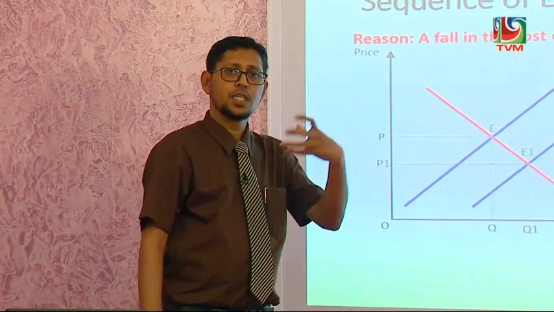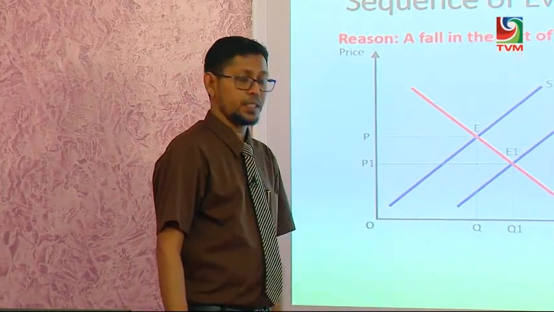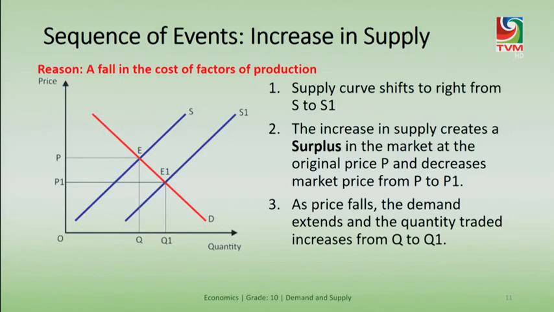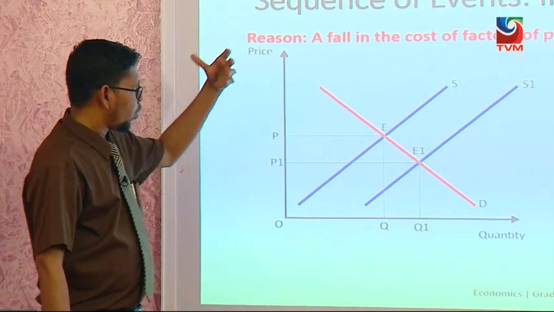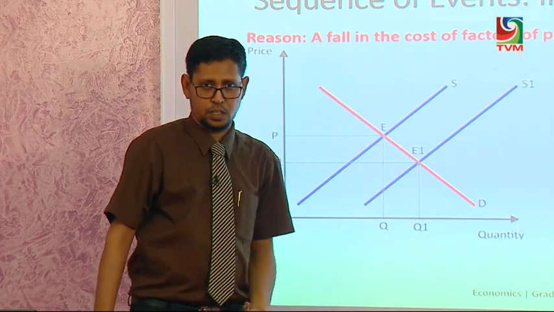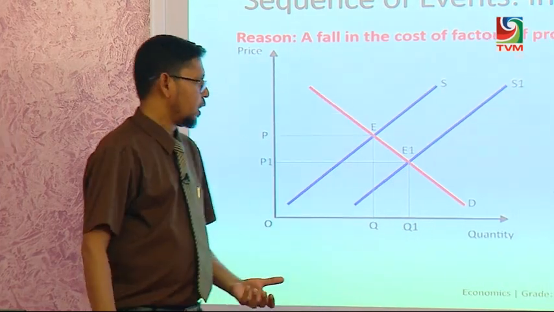In this diagram we will see how the surplus affects the market, an increase in supply. We know that when the supply increases, there is a surplus. So how will the surplus affect the market? Here the reason given is a fall in the cost of factors of production. Usually they will say a fall in the cost of production.